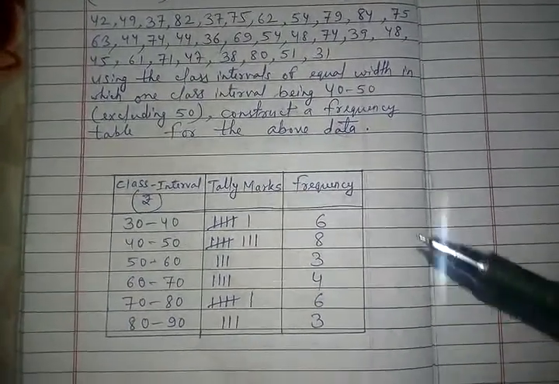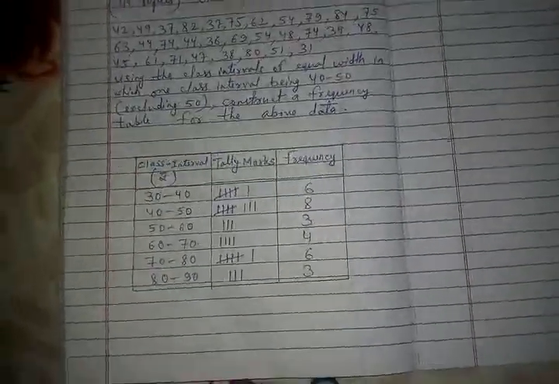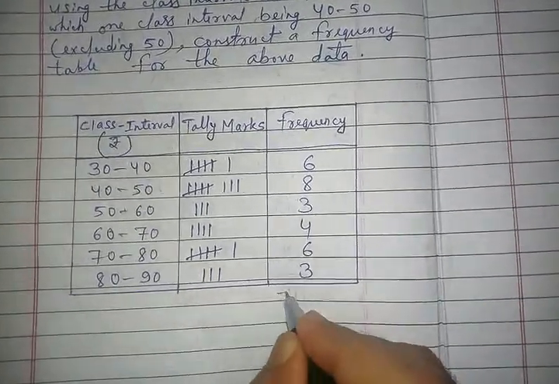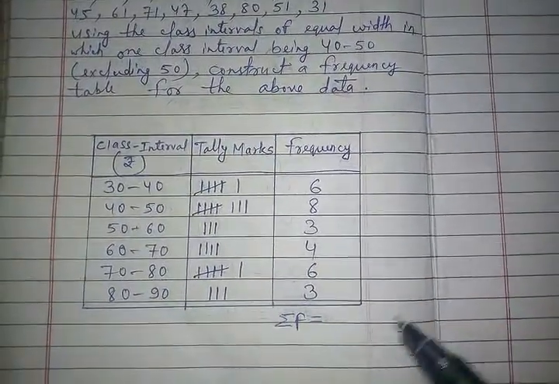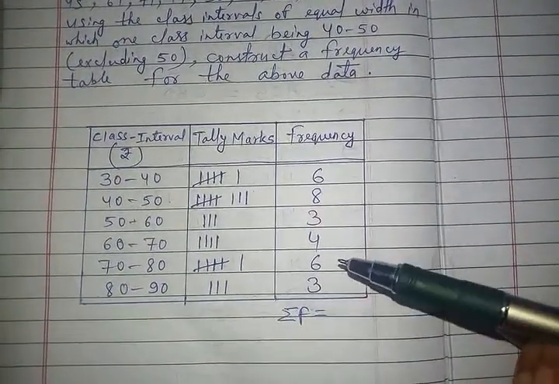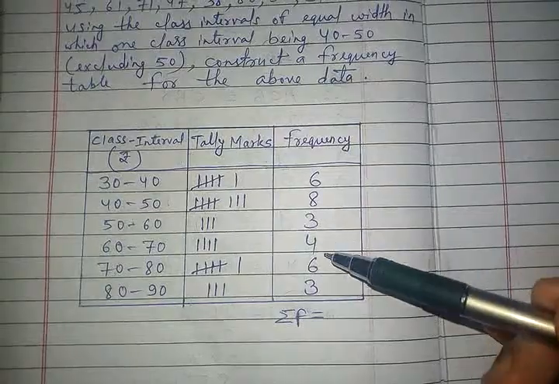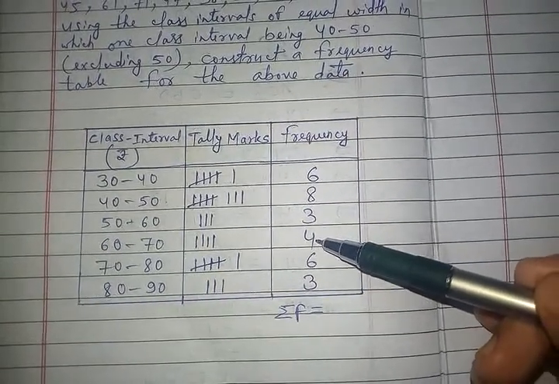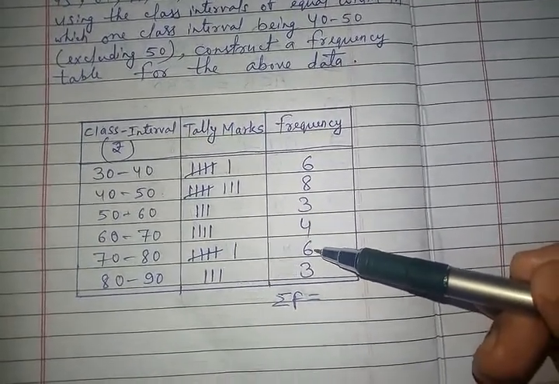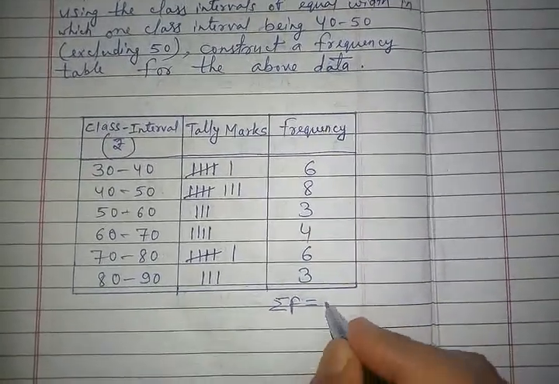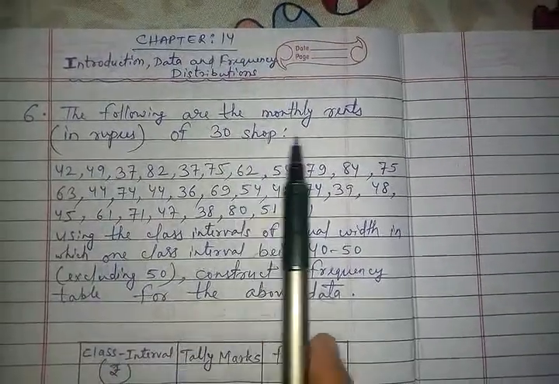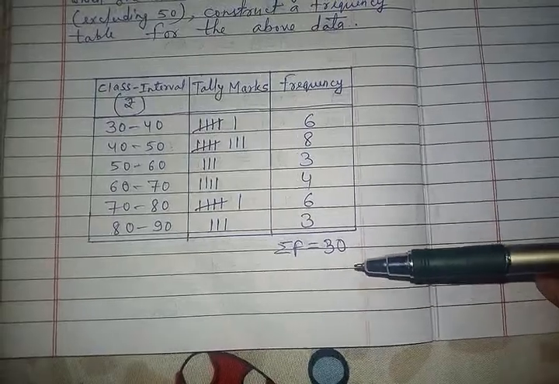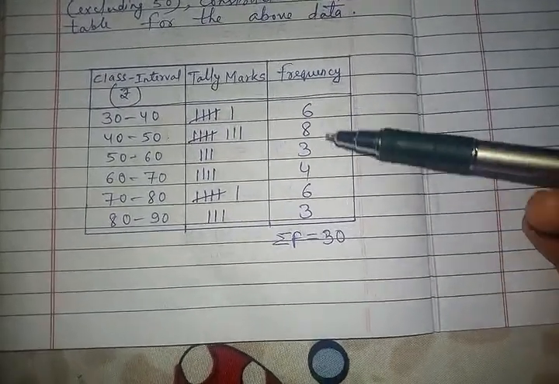So children, now you can count all these columns. Here you can also write summation of f, and definitely it will be 30. Now you can count also: 6 plus 8, 14, 14 plus 3, 17, 17 plus 4, 21, 21 plus 6, 27, 27 plus 3 is 30. As this is a record of 30 shops, so 30 numbers are there, and at the end our frequency column also we get 30. That means we have done correctly.